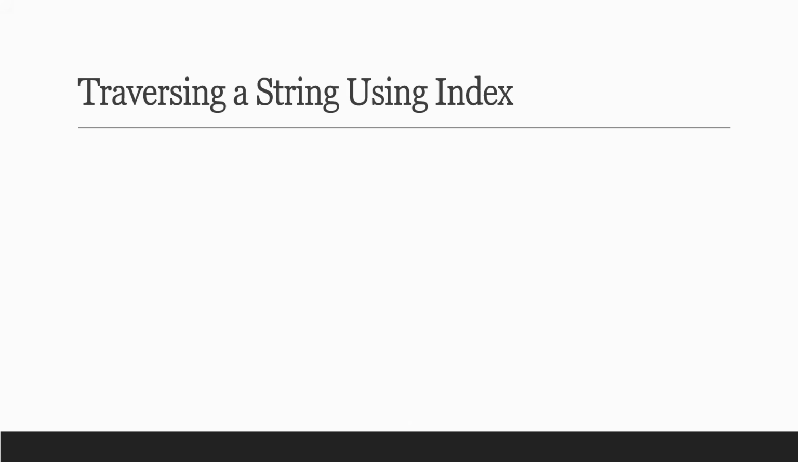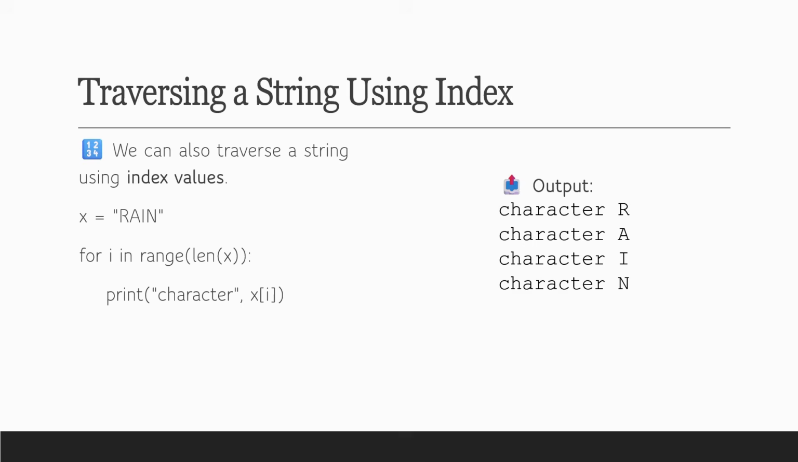Traversing a string using index. We can also traverse a string by using index values. Here, the function len of x gives the total number of characters in the string. The range function generates index values starting from 0. Using these index values, Python accesses each character in the string using square brackets.